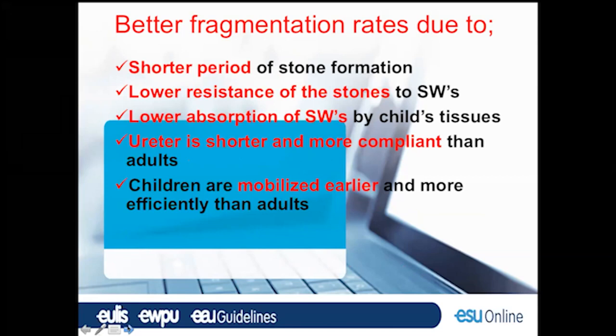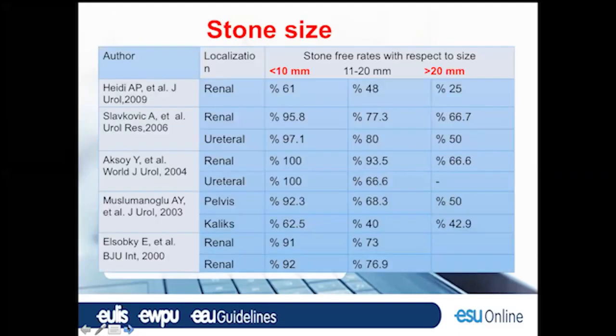Here are the factors. Stone formation has a shorter period in kids. Lower resistance of the stones to the high energy shock waves is a reality. During the treatment, lower absorption of high energy shock waves by the child's tissues is also another advantage for us. The child's ureter is shorter and more compliant than adults, allowing higher rates of spontaneous passage of the fragments, and also children are mobilized earlier than adults.